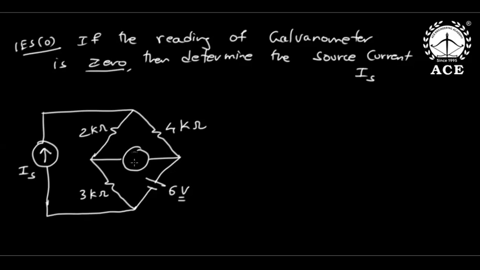If the reading of galvanometer G is 0, then determine the value of source current IS. Chalo, 1 minute.